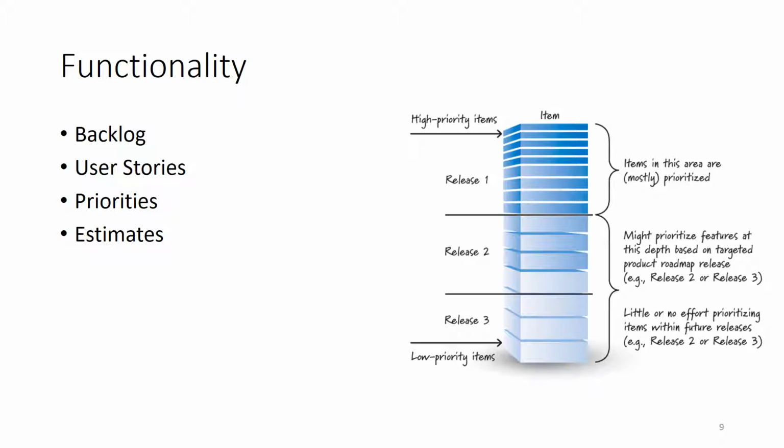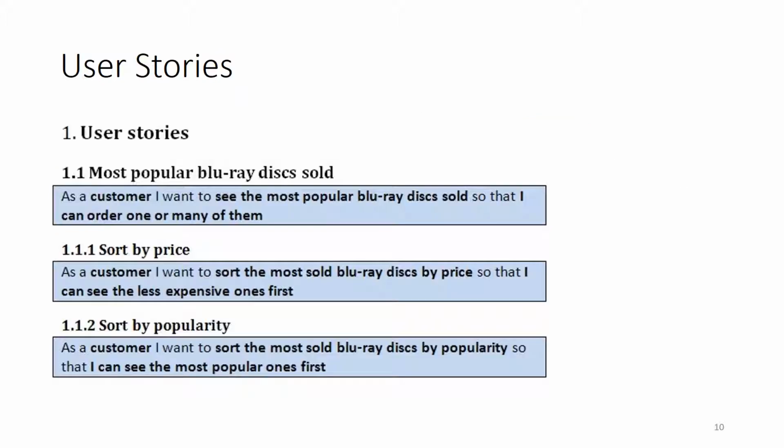There are priorities in a backlog. Usually the top of the backlog holds the highest priority things, and the bottom of the backlog holds lower priority things. And in Agile, we start with the most important things first. And there's an estimation process that allows us to estimate the size of each user story.